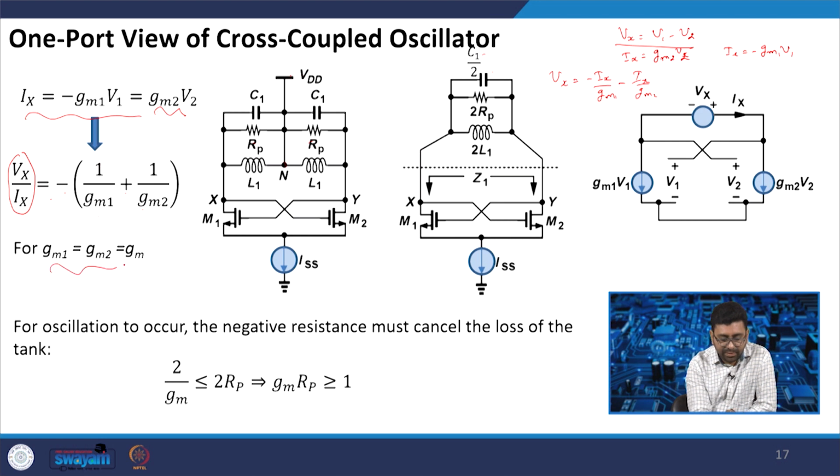This holds if Gm1 and Gm2 are equal, if M1 and M2 are identical. So, in order to have oscillation, the tank resistance is 2 Rp. So, your 2 by Gm should be less than or equal to 2 Rp. So, Gm Rp should be greater than or equal to 1. In order to have oscillation, Gm Rp should be greater than or equal to 1. So, this is what a cross coupled oscillator is, and we will discuss the voltage controlled oscillator in the next class. Thank you.